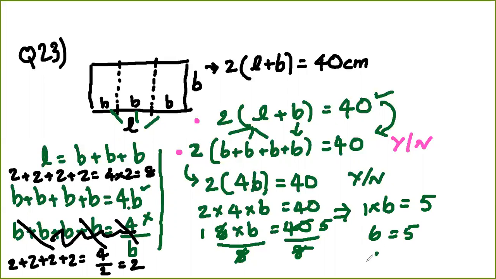Now, what is the length equal to? First we took 3 b's for L. Now we know that 1 b is 5, so we should do 5 into 3. So we get 15. So the breadth is 5 centimeters and the length is 15 centimeters. So that is the solution to this problem. If there are any questions, you can ask now.